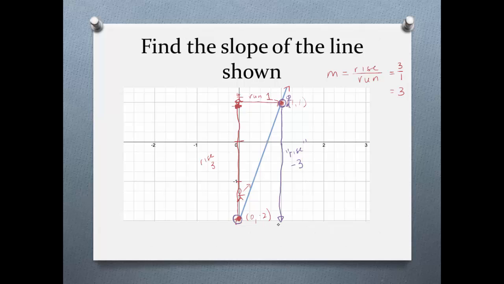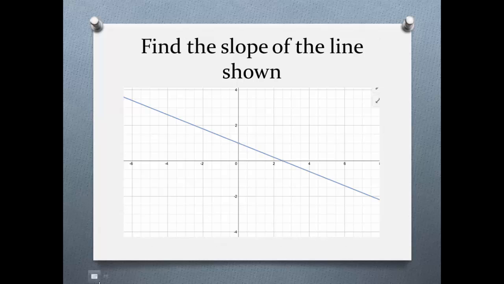And then also, if I'm going to go to the left instead of to the right, the left on the x-axis is the negative direction. This would be a run of negative 1 because I'm going to the left. So if I did the slope using that rise and that run, I have a different rise and I have a different run. But when you simplify that, you get the same answer. So the slope is still 3. Doesn't matter which order you start.